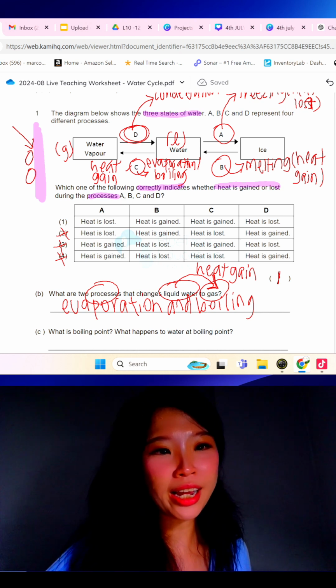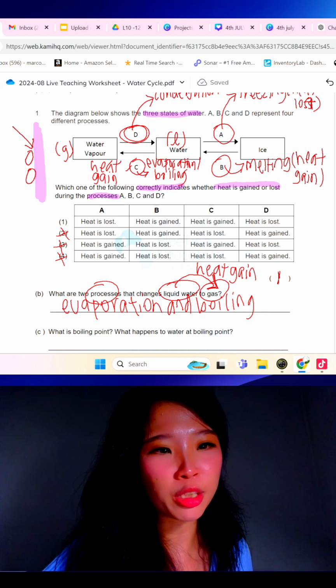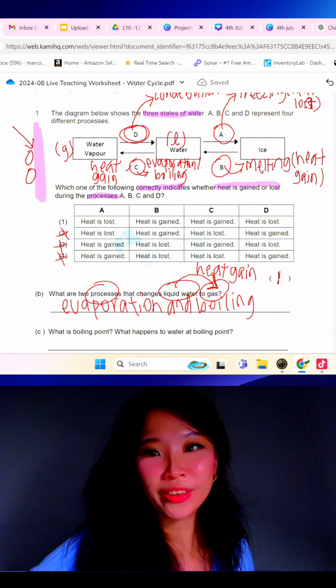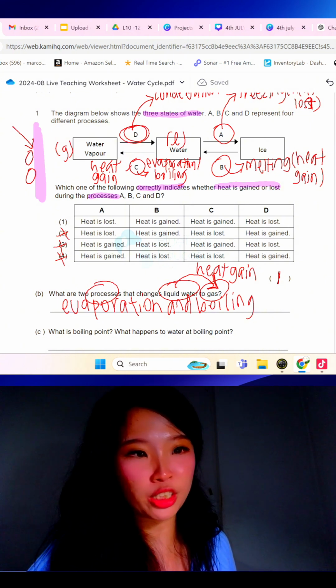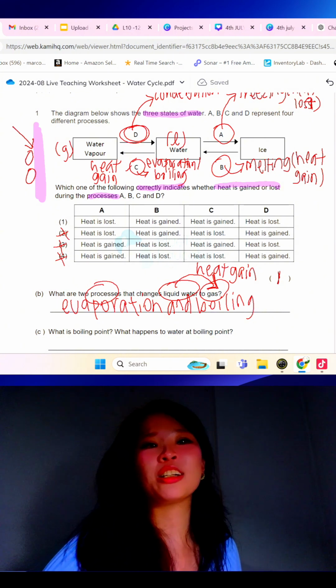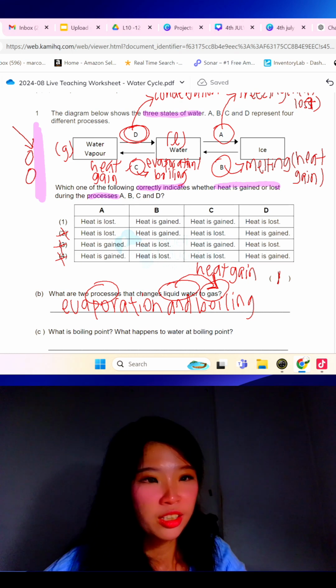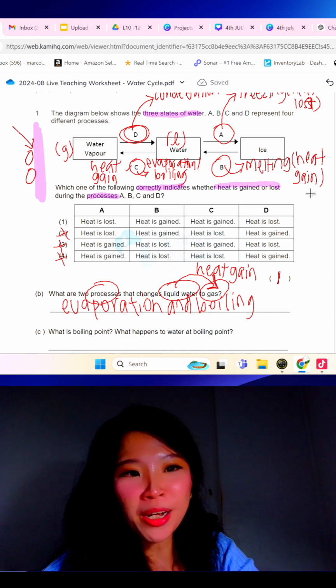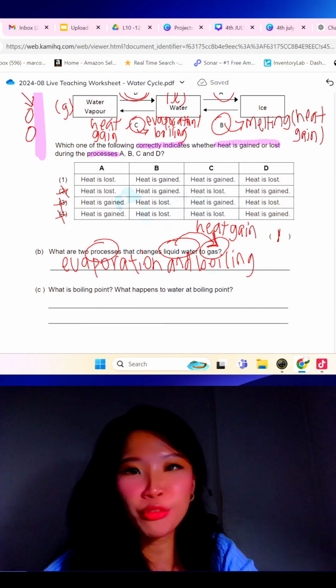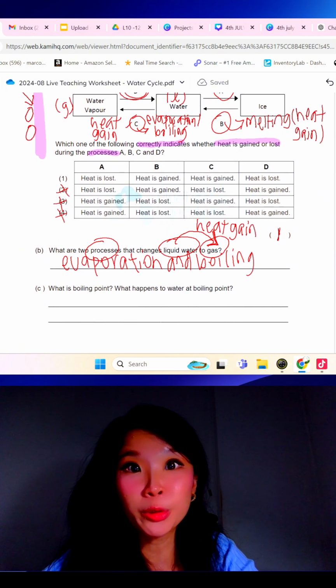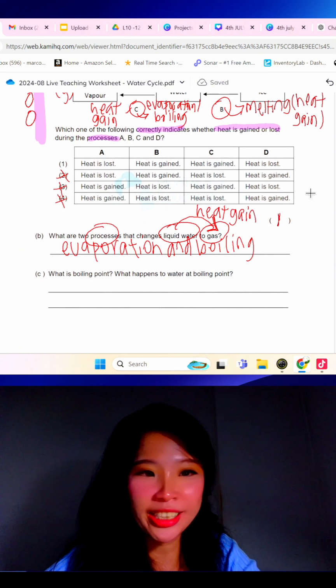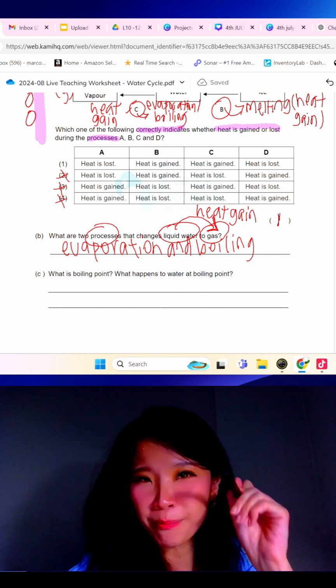Okay, so you cannot have condensation. Yes, condensation is heat loss. Very good. It's okay. Now we learn. We still learn. Now you know. Yes, very good, Zerlin. I see you got your template answer ready.